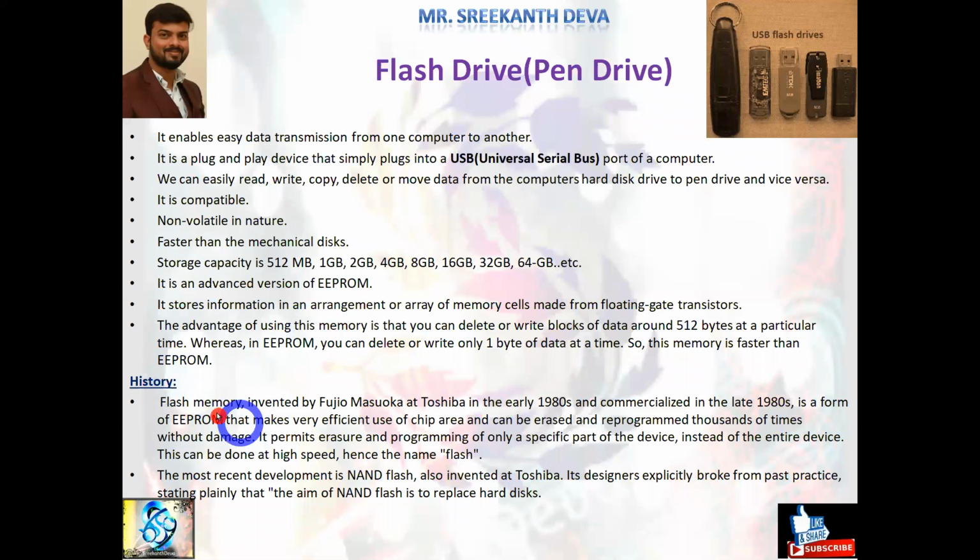Coming to history, flash memory was invented by Fujio Masuoka at Toshiba in the 1980s. In the late 1980s it was a form of EEPROM that makes very efficient use of chip area and can be erased and reprogrammed thousands of times without damage. It permits reprogramming of only a specific part of the device instead of the entire device. This can be done at high speed, hence the name flash. The performance is very high, that's why the name came for flash.